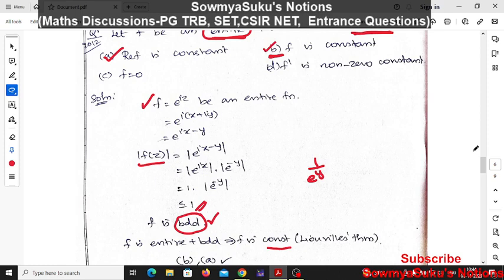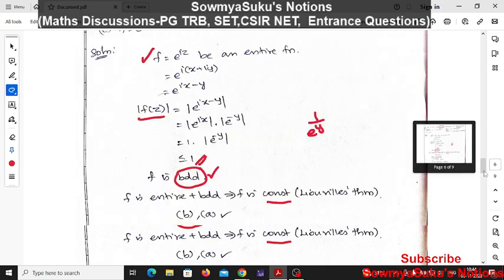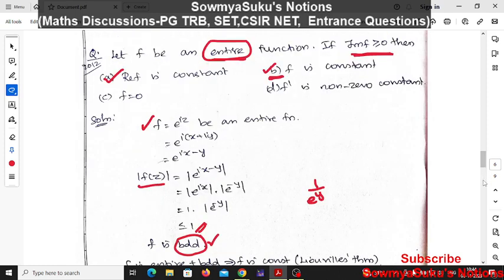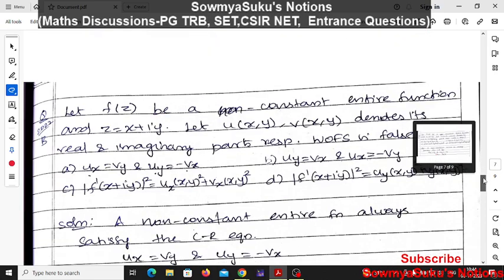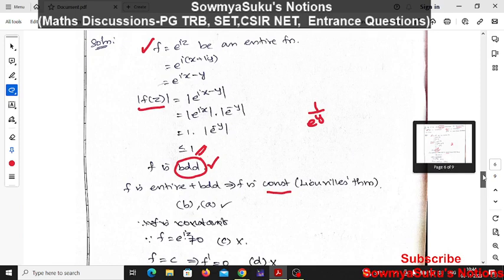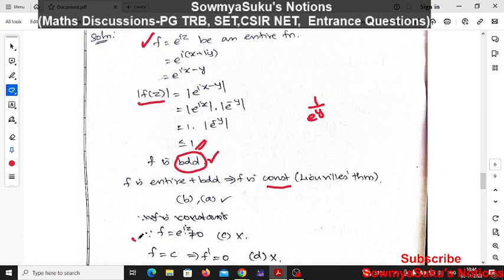Let's see the third one. Third option, f of z is equal to e power iz. That value e power iz is never equal to 0, because we have imaginary f is greater than or equal to 0. From that itself you can see that e power iz is not equal to 0. But in option C it is given f is equal to 0. So option C is the wrong one.